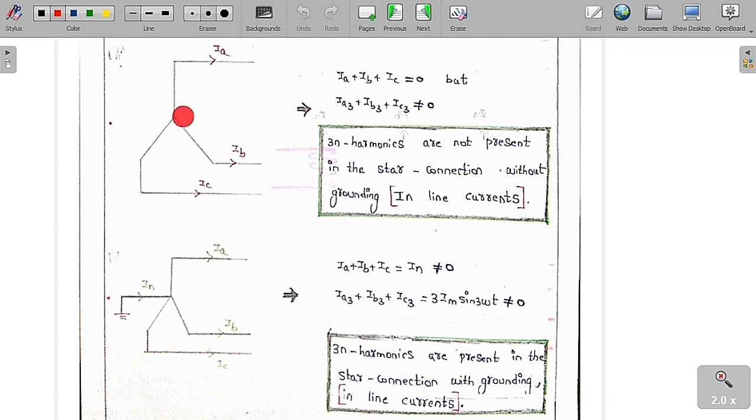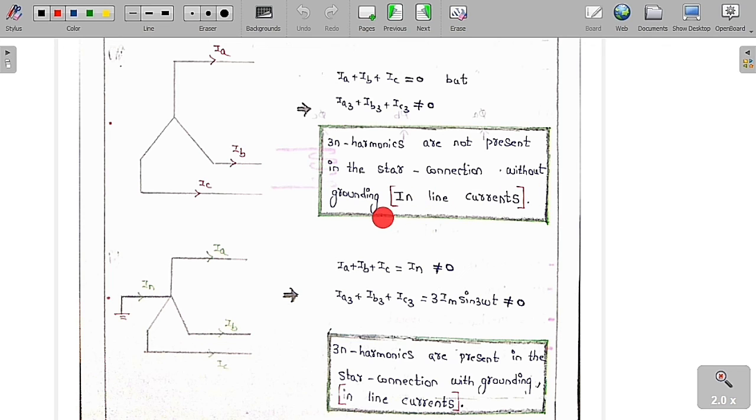So here, take a star connection load. As I have already told you, if I apply the KCL at this junction, IA plus IB plus IC is equal to 0. IA plus IB plus IC equal to 0 means these line currents can have 3n plus or minus 1 harmonics, but not the 3n harmonics. 3n harmonics will always be absent in this case. Only 3n plus or minus 1 harmonics are possible in this case. So IA3 plus IB3 plus IC3 will never be equal to 0. So 3n harmonics are not present in a star connection without grounding in line currents.